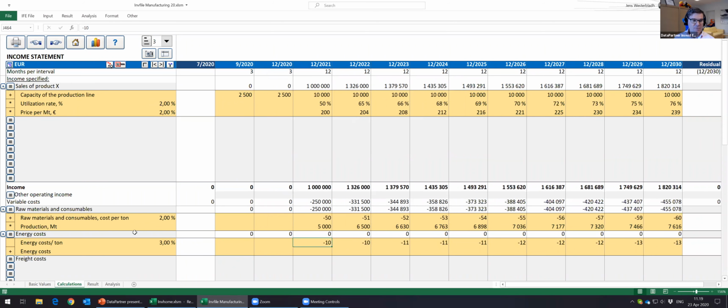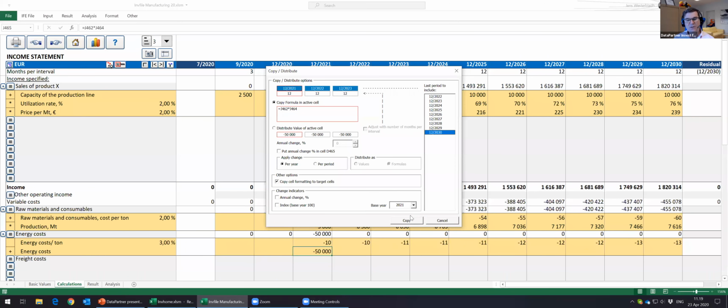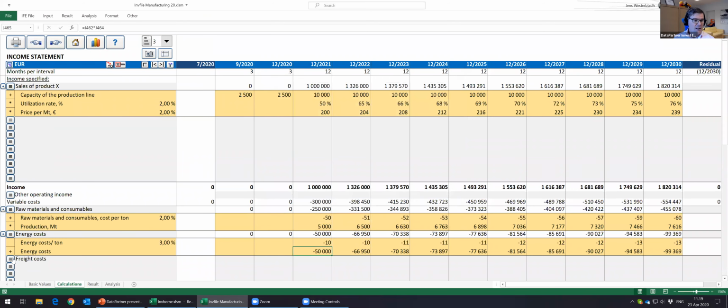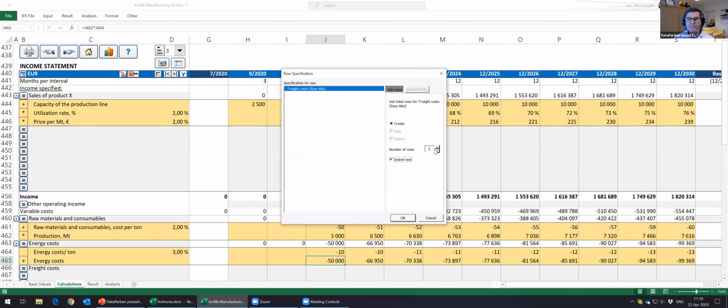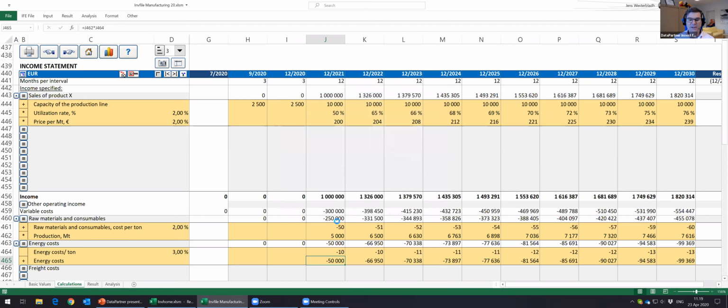And now instead of how many tons produced, I put a formula here, which is equals 5,000 tons multiplied with minus 10, so minus 50,000. So it's just another way to calculate the same thing. And now again, it recognizes there's a formula and it copies the formula. And then I will do the third one fast. This is a little bit repetition.